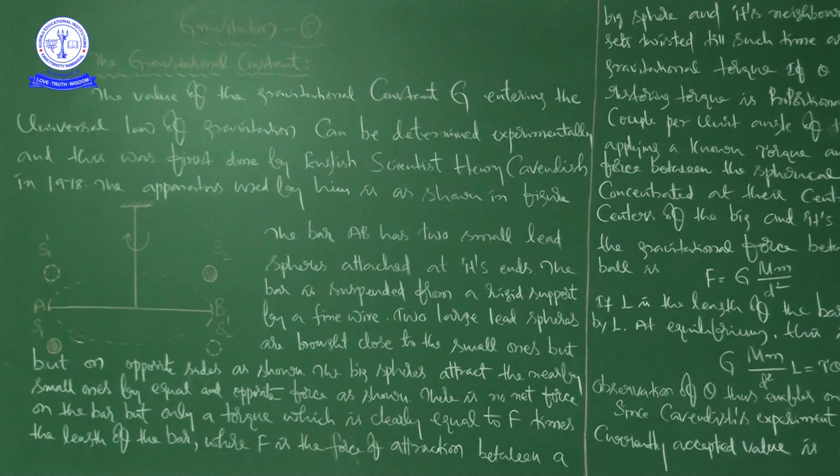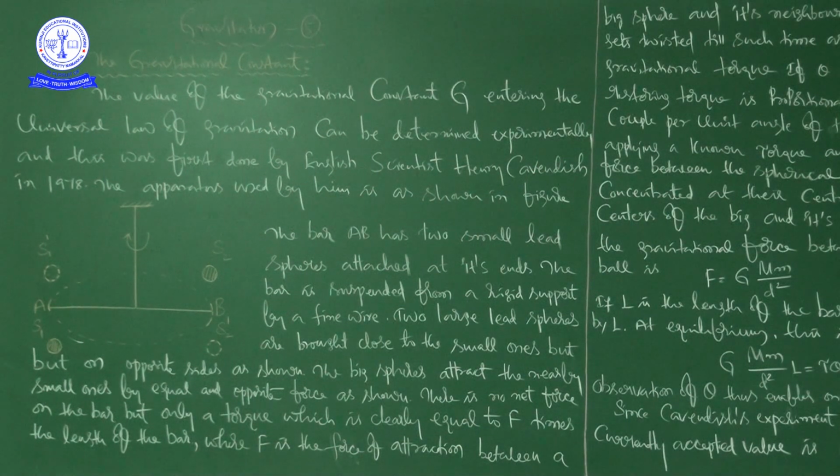Okay, see this. Now he is going to explain how he calculated the value of the universal gravitational constant, that is capital G. The bar AB has two small lead spheres attached at its ends, right?